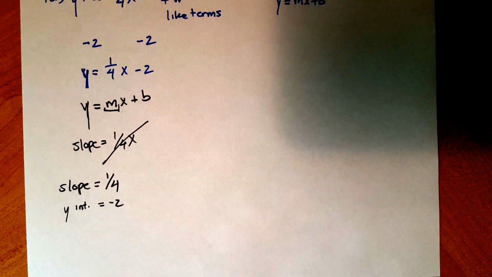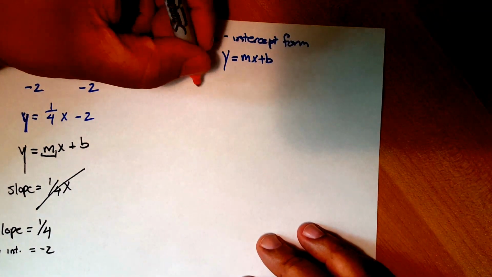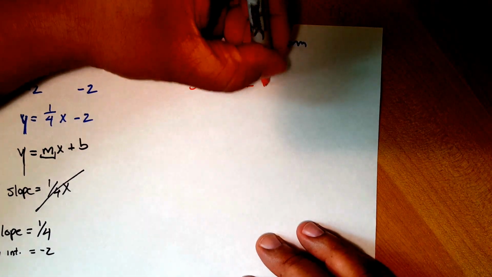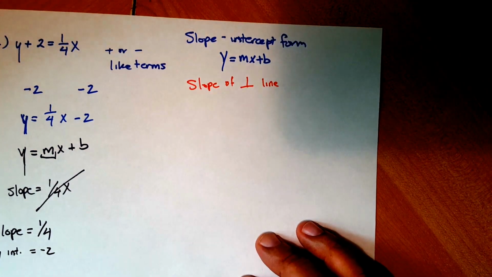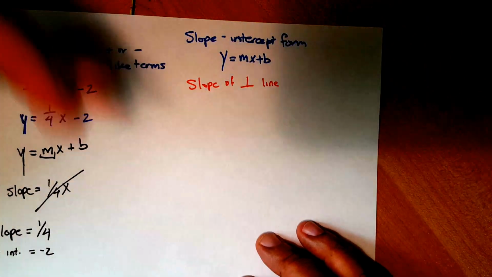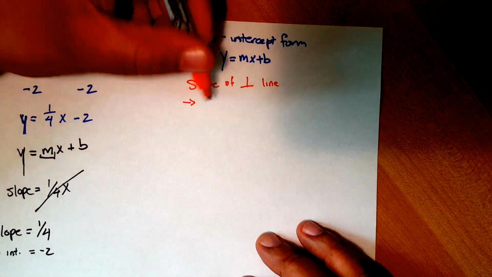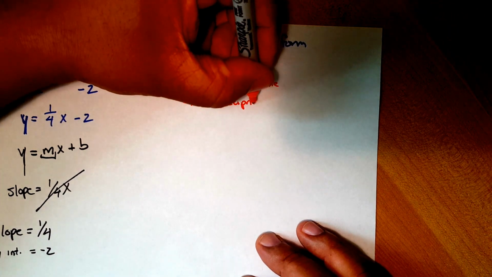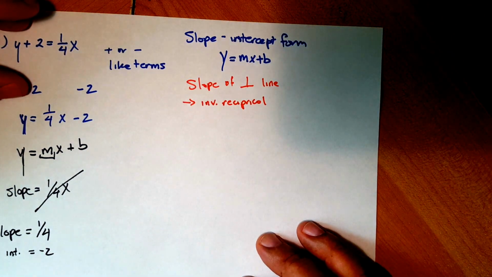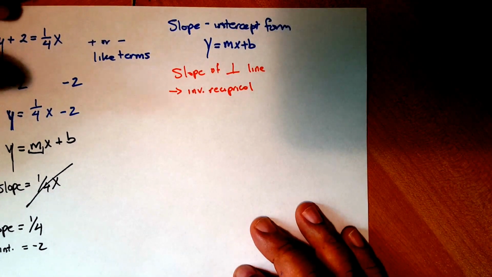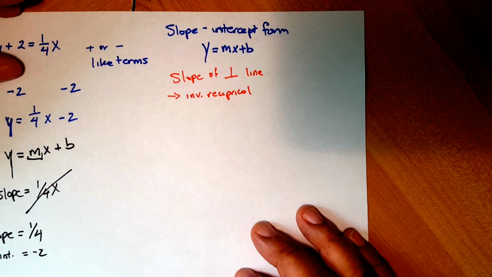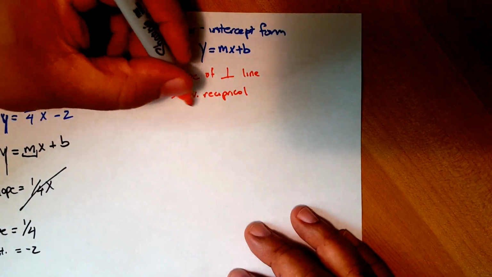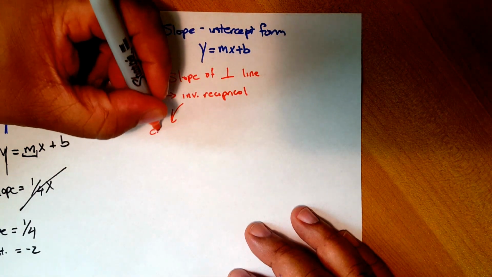Okay? So when we talk about the slope of a perpendicular line, by definition, the slope of a line that is perpendicular to our line is what we call the inverse reciprocal.